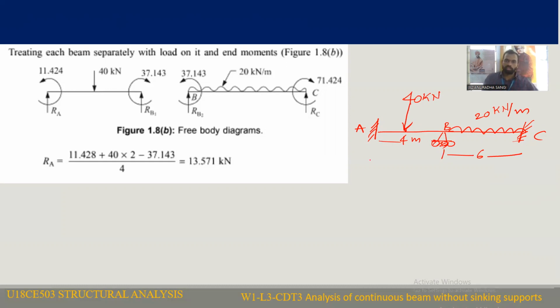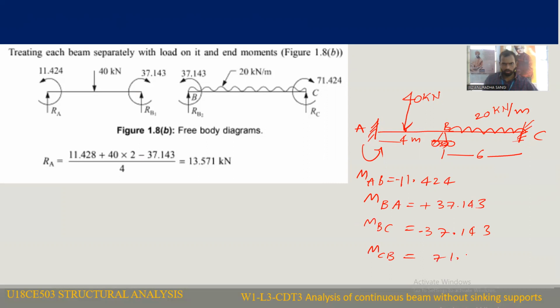So now what we calculated, we have calculated MAB. MAB is equal to 11.424. MBA is equal to minus 37.143. We also calculated MBC is equal to 37.143. This is negative, anti-clockwise. MCB is equal to 71.424. So now from this given data, we are calculating these values.